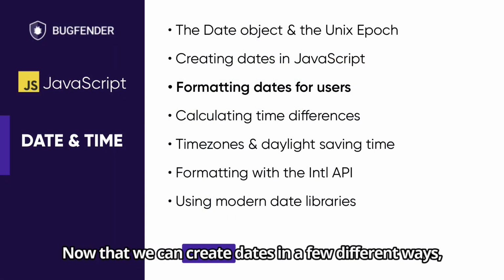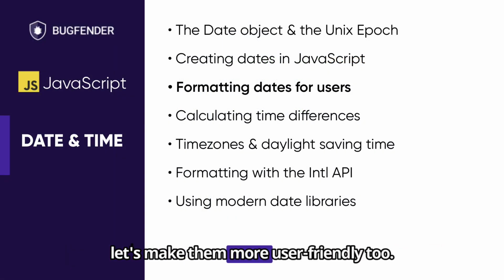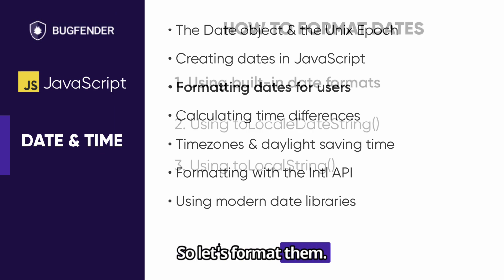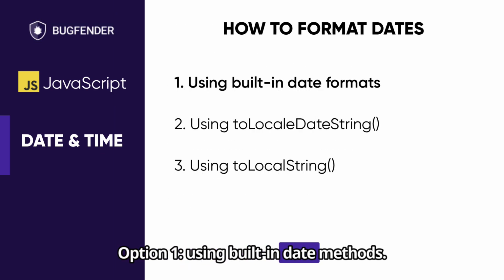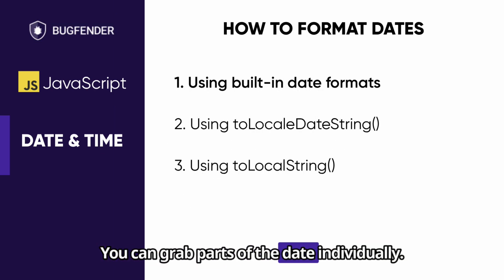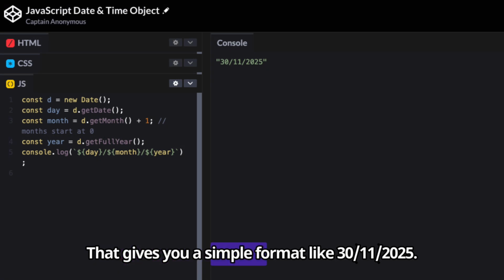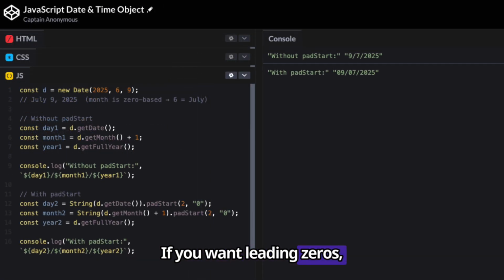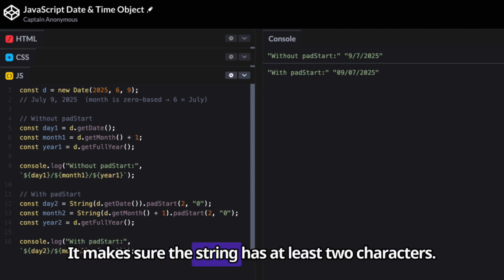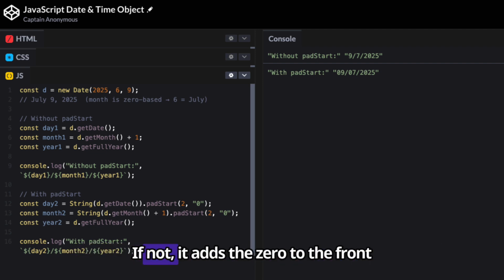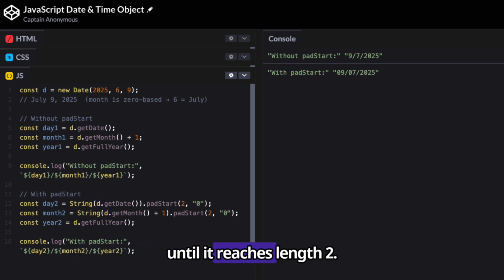Now that we can create dates in a few different ways, let's make them more user-friendly too. So let's format them. Option 1, using built-in Date methods. You can grab parts of the date individually. That gives you a simple format like 30/11/2025. If you want leading zeros, just use padStart. It makes sure the string has at least 2 characters. If not, it adds the 0 to the front until it reaches length 2.